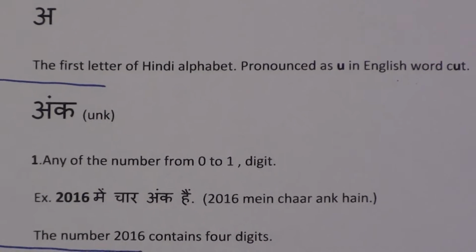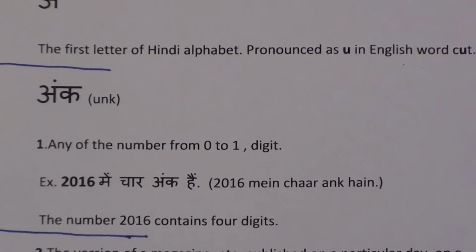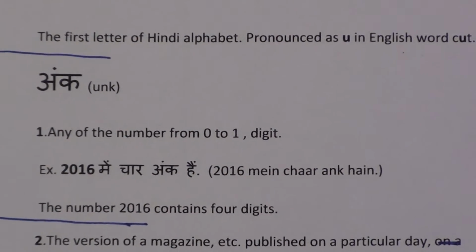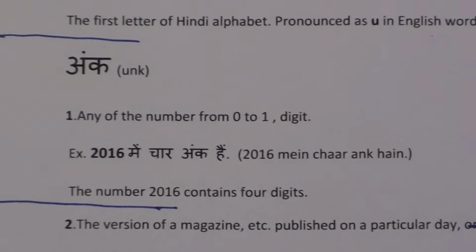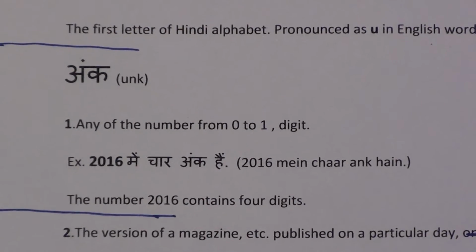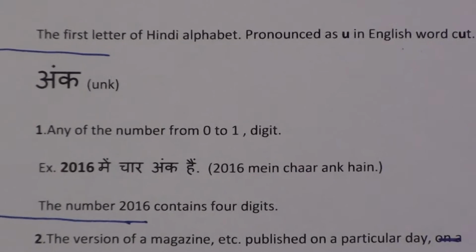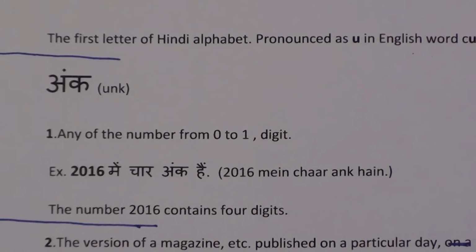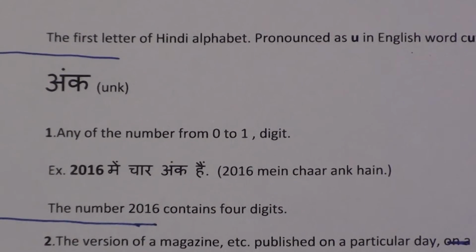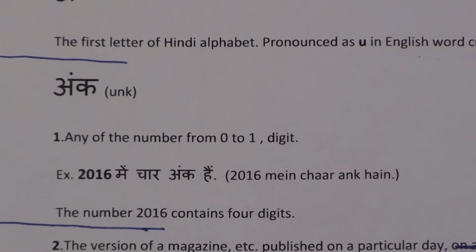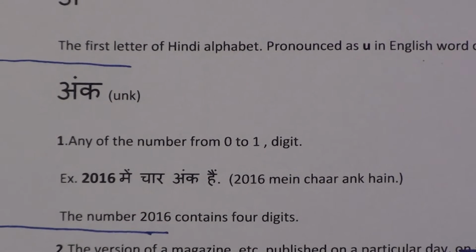Ank. Ank means any of the numbers from 0 to 9, or a digit.